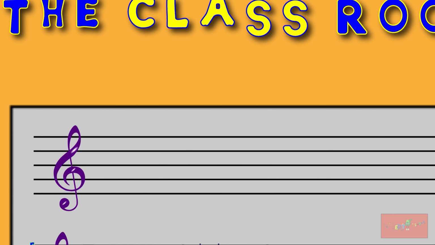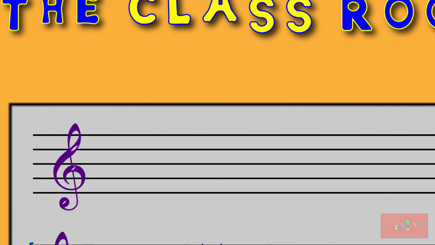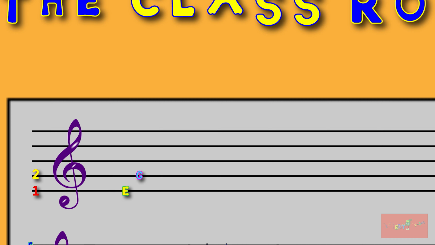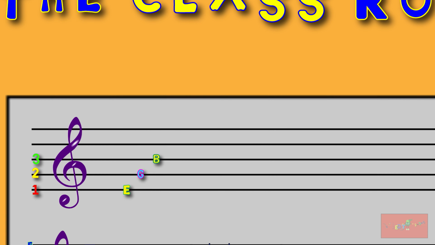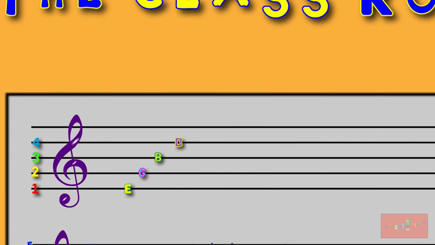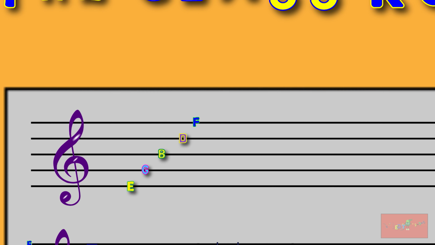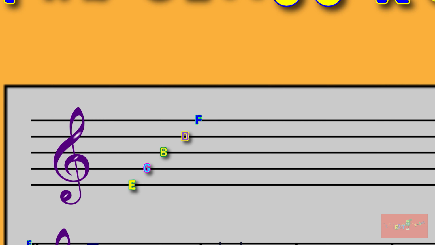Let's name the lines of the staff for the treble clef. The first line, which is the bottom line, is E. The second line is G. The third line is B. The fourth line is D. And the 5th line is F. A phrase you can use to help you remember the lines of the treble clef is every good boy does fine.